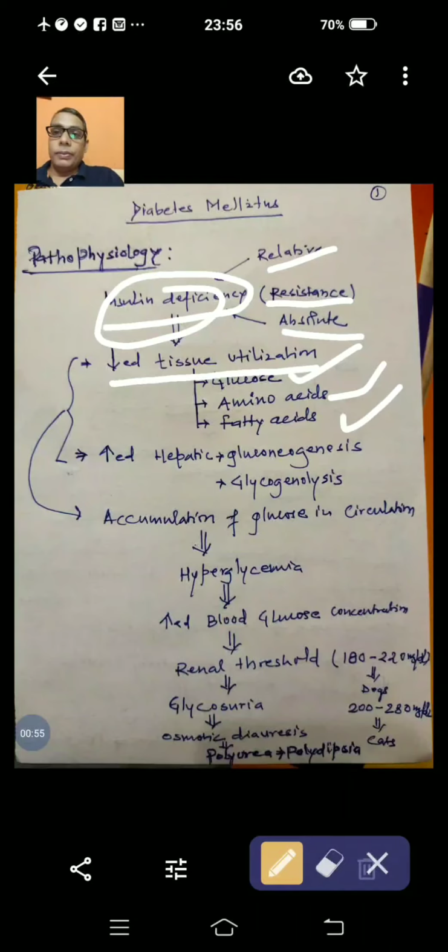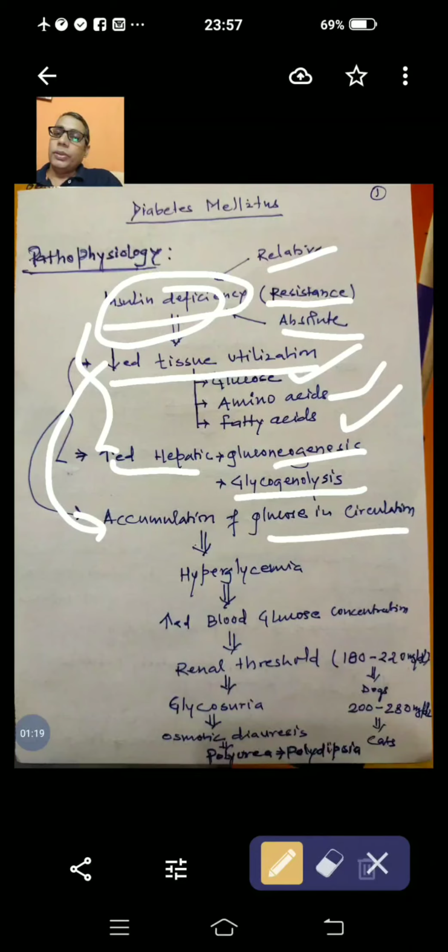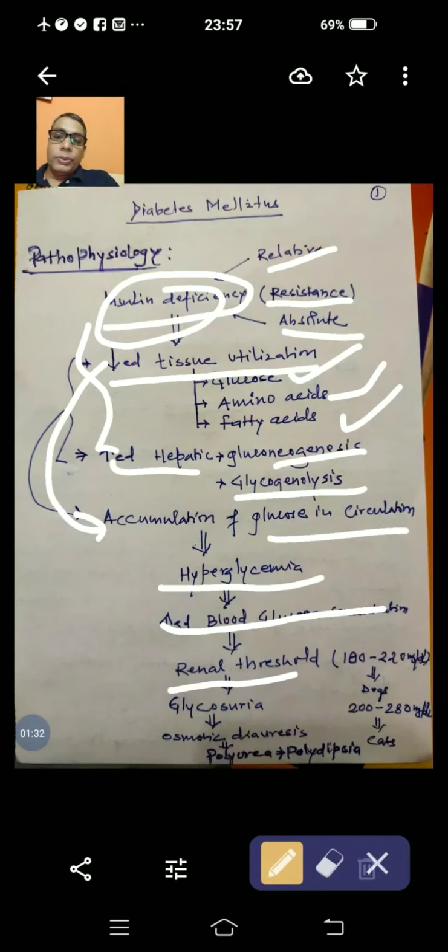At the same time, once there is a deficiency of insulin, there will be increased hepatic gluconeogenesis as well as glycogenolysis. Both of these things, the decreased tissue utilization as well as increased hepatic gluconeogenesis and glycogenolysis, are responsible for accumulation of glucose in the circulation. Once this glucose is accumulated, there will be a condition called hyperglycemia, and this increased blood glucose concentration may surpass the renal threshold level.